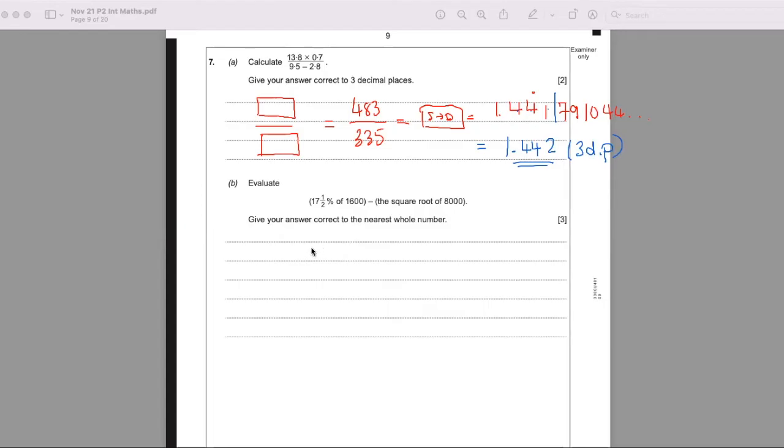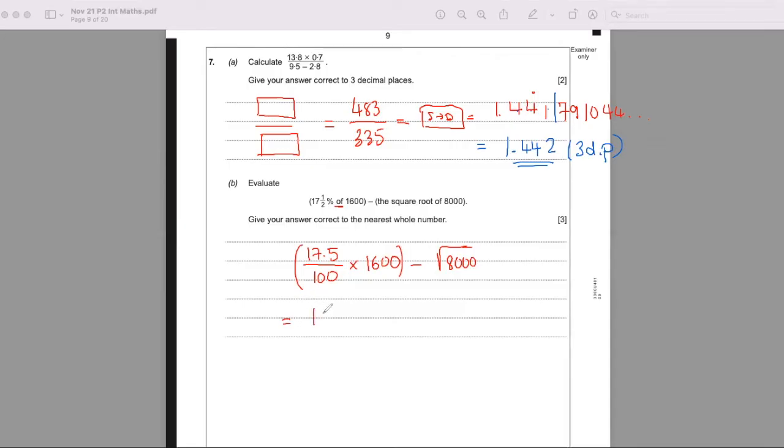Okay, so 7.5% just means 7.5%. Now, percent means per 100, so that's what you put in your calculator: 17.5 over 100. Of, remember, we say of in maths means times the number, take away. Okay, so that is that bracket there. Take away the square root of 8,000. So plug all of that into your calculator, the whole thing.